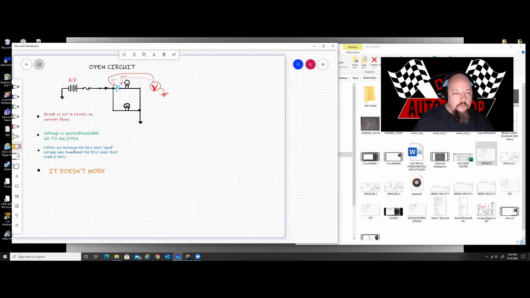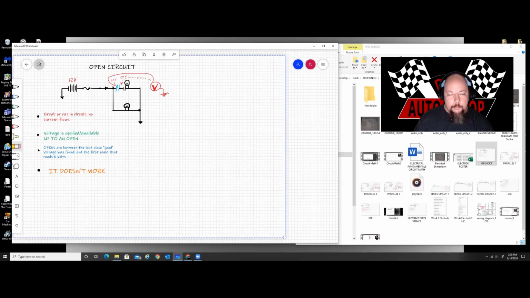Opens are located between the last place good voltage was found and the first place it reads 0 volts. That is to say, if I have a break in my circuit before my light and the light is completely out, I would get my meter and trace it. 12 volts here, 12 volt fuse, 12 volts at the switch, go to the connection before the light's parallel off and say, oh wow, I have 12 volts here, that's marvelous. I go between there and the bulb and I see 0. Uh-oh, I have a problem.